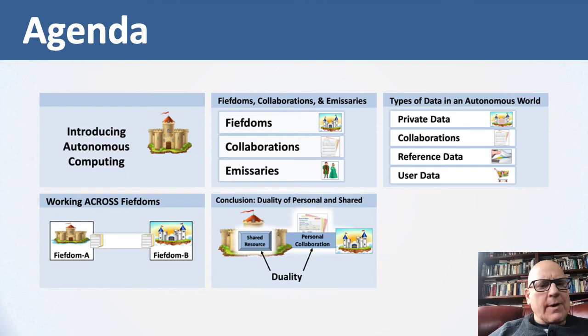We're going to talk about working across fiefdoms. What does it mean to do work across autonomous boundaries? How can cooperative work happen when two entities are independent or autonomous? And finally, we conclude by looking at the duality that's deep in this relationship. Each collaboration is personal, dealing with one partner. And yet, inside of this autonomous fiefdom, there are shared resources that you're using with lots of different partners.